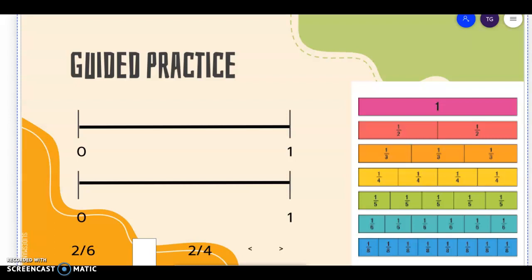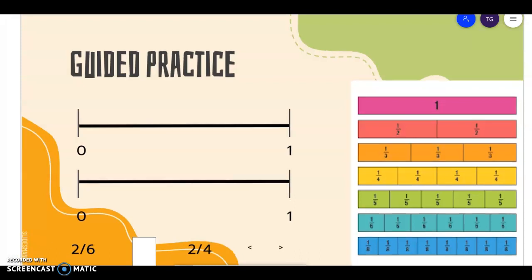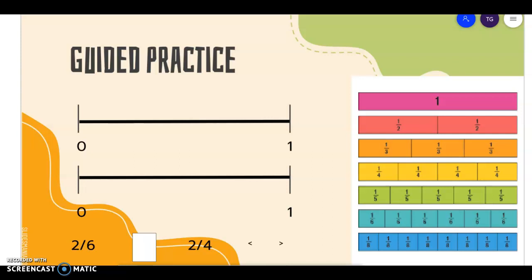Now let's do some guided practice and see how we can use our number lines as well as our fraction strips to compare fractions with the same numerator. So here we have the fraction 2/6, and we are trying to compare 2/6 with 2/4. So the first thing that I want to do is show you how we can first plot these fractions on a number line. So let's look at 2/6, and we're going to plot it on the first number line.